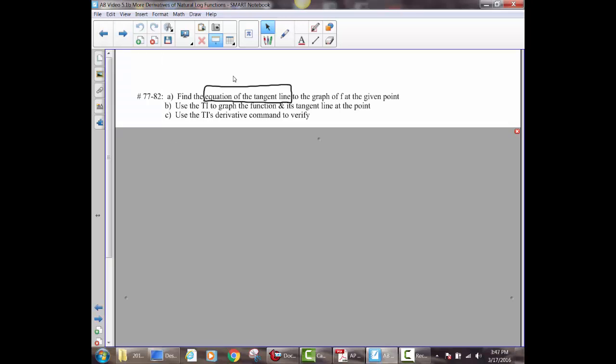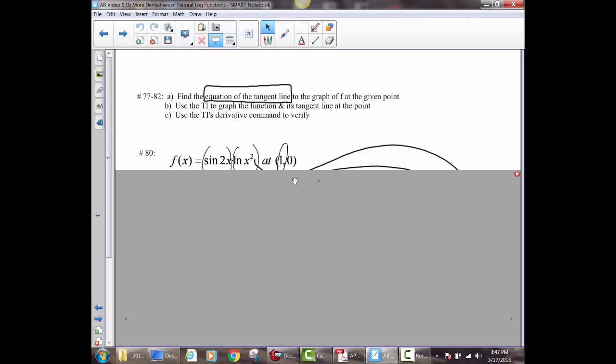Okay, so they're just going to ask different questions. This is kind of a good review of the whole course. Find the equation of the tangent line to the graph of f at the given point, and then they want you to use the calculator to graph the function and the tangent line, etc.